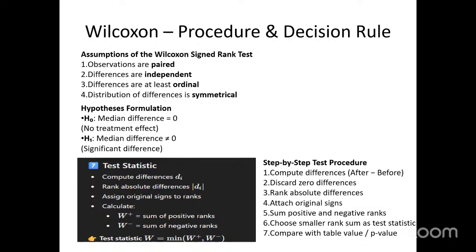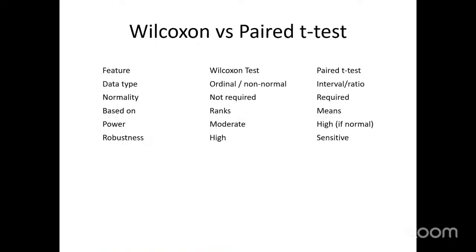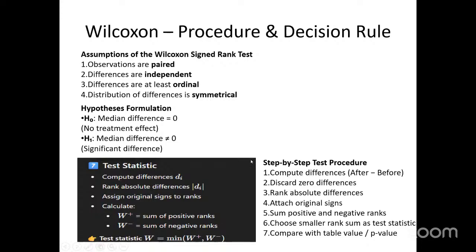Now compare W with the critical value. The critical value is the tabulated value. Just like the Mann-Whitney test, we reject the null hypothesis if W is less than or equal to the critical value. For this, all the steps are mentioned here in one line. What I have explained in detail, you can just have a look.